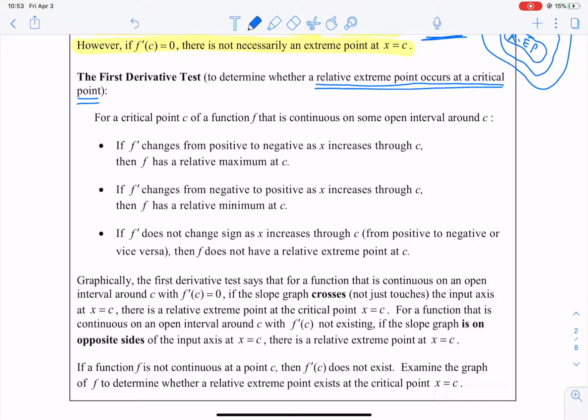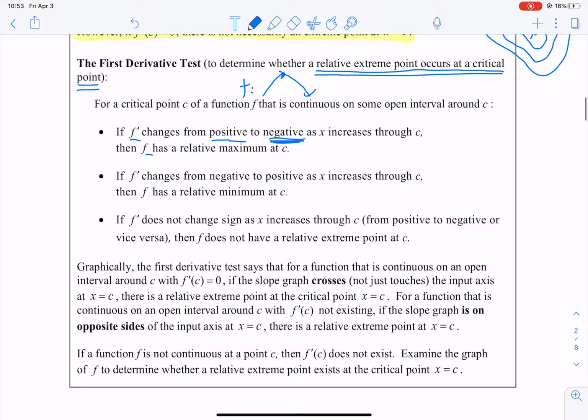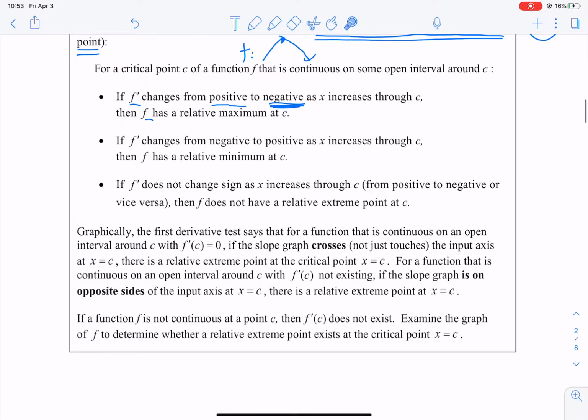Let's see why. So the derivative changes from positive to negative. If the derivative is positive, it means the function f is actually increasing. And then to negative, that means from that special point, the function is decreasing. So we can see, all right, this special point c is actually a relative maximum point. Then the conclusion, the function has a relative maximum at point c, from positive to negative.